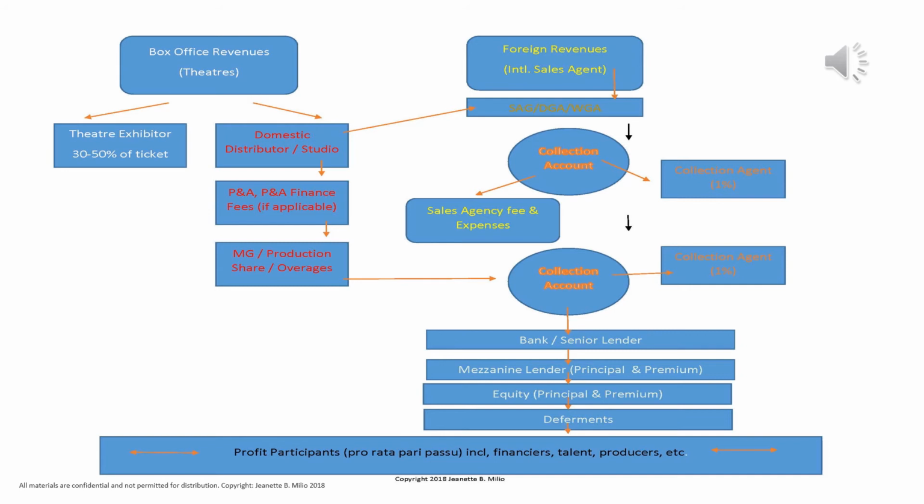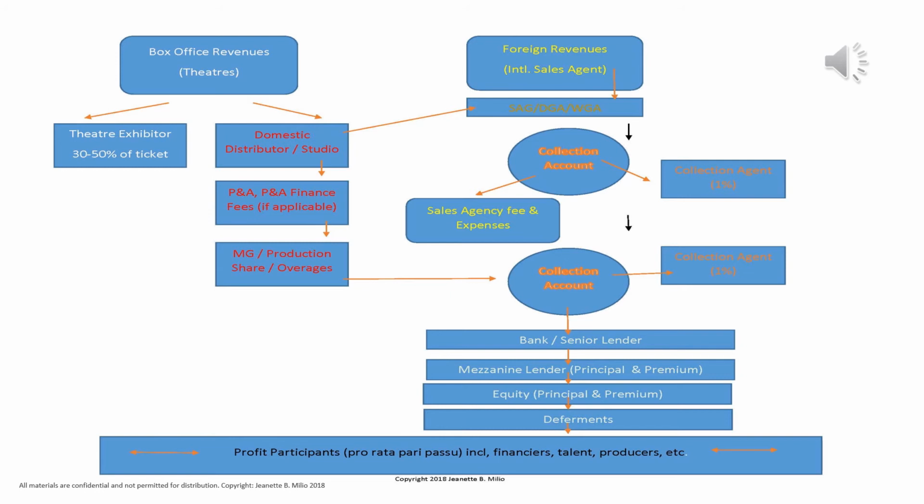Because what happens here is box office revenues are established, people buy tickets, money goes somewhere. It goes to the theater exhibitor. The theater exhibitor will keep a certain percentage of the ticket. Could be 30 to 50%, sometimes might be even more, sometimes might be even less. The balance would go to the domestic distributor or the studio. The studio will then pay the P&A back and the applicable fees, the premium, and will also deduct any minimum guarantee that it might have paid.